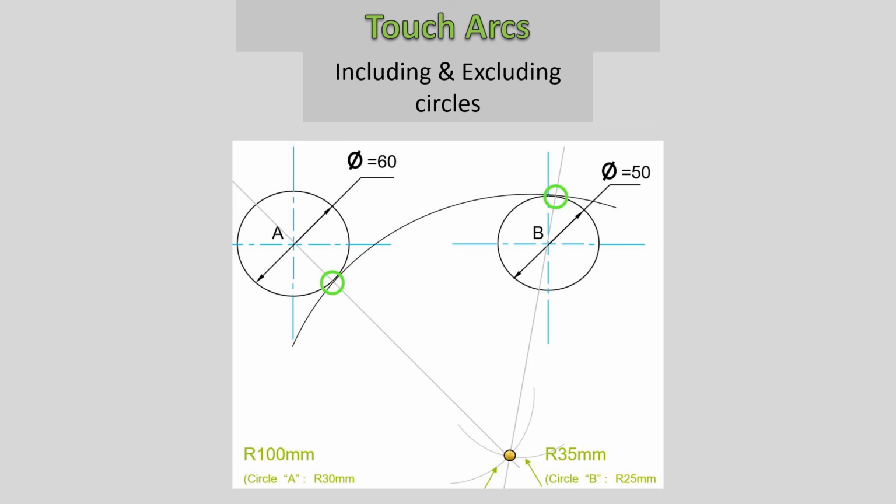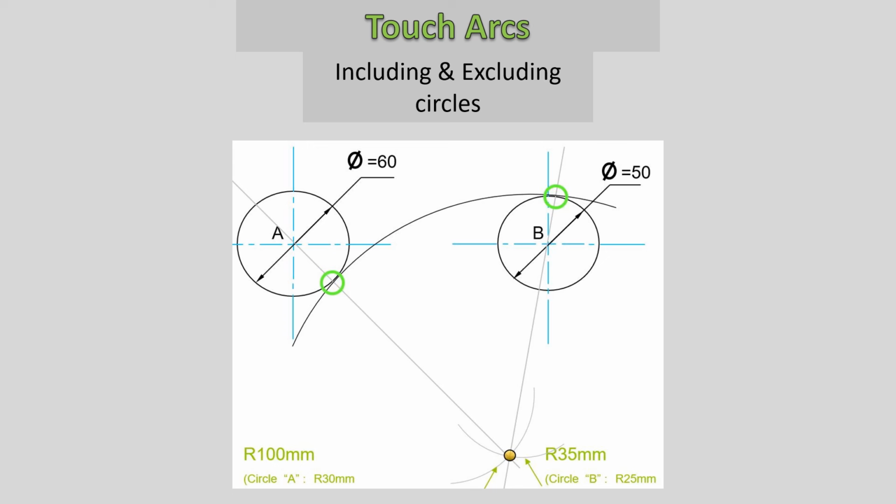In this example, we are looking at a combination of an including and excluding touch arc. So on the left hand side, we see the example of an excluding touch arc, and on the right hand side at circle B, we will see the including touch arc.